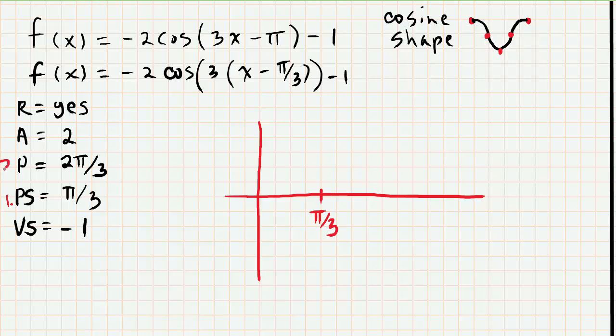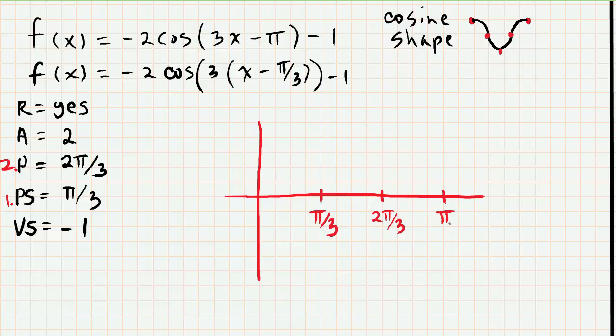Next step, we look at the period. The period tells us how far to the right we need to go to complete one cycle of this cosine function. So we're going to add 2 pi over 3 to pi over 3. That's 3 pi over 3, which is pi. So let's see if I can get that in there. There's 1 pi over 3, 2 pi over 3, 3 pi over 3, which is pi.